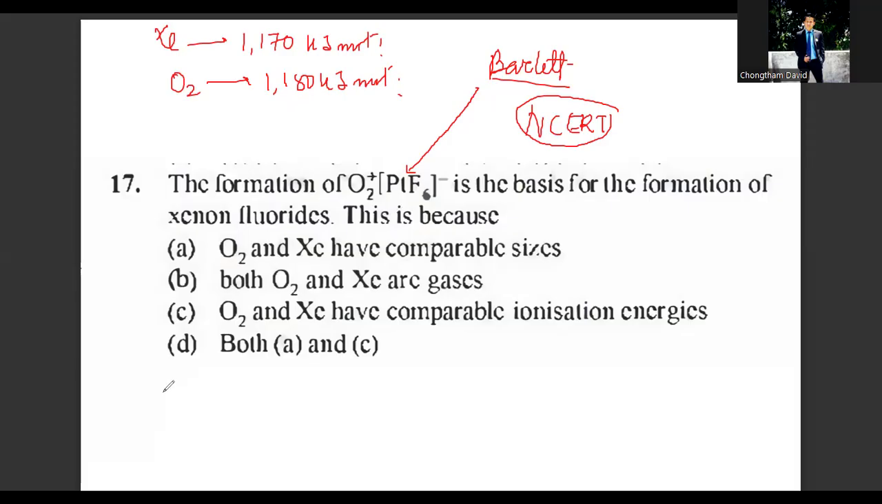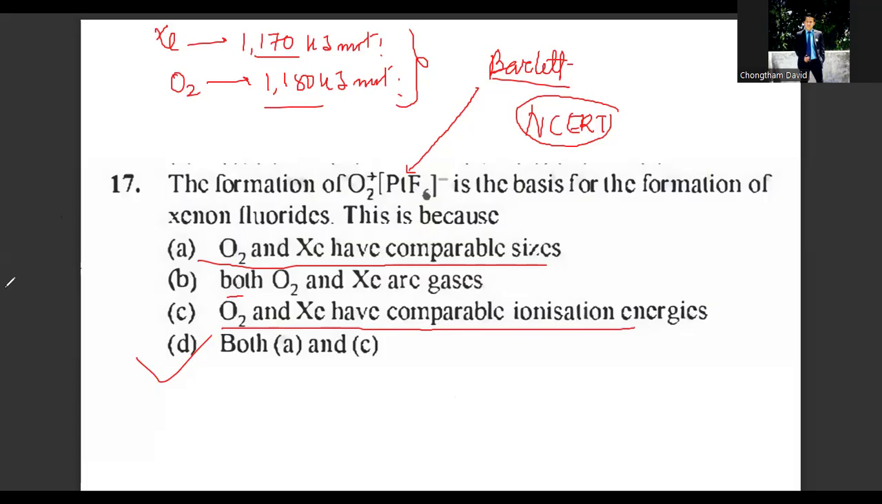Anyway, let us read this question and answer. The formation of this complex salt is the basis for the formation of xenon fluorides. This is because oxygen and xenon have comparable size, which I have already explained, and both are gases, so this is not the answer. Oxygen and xenon have comparable ionization energy: for xenon you have 1170, whereas for oxygen you have 1180. So this is the correct answer for question number 17. I hope it is understood. If you have any problem or query, you can give it in the comment section.